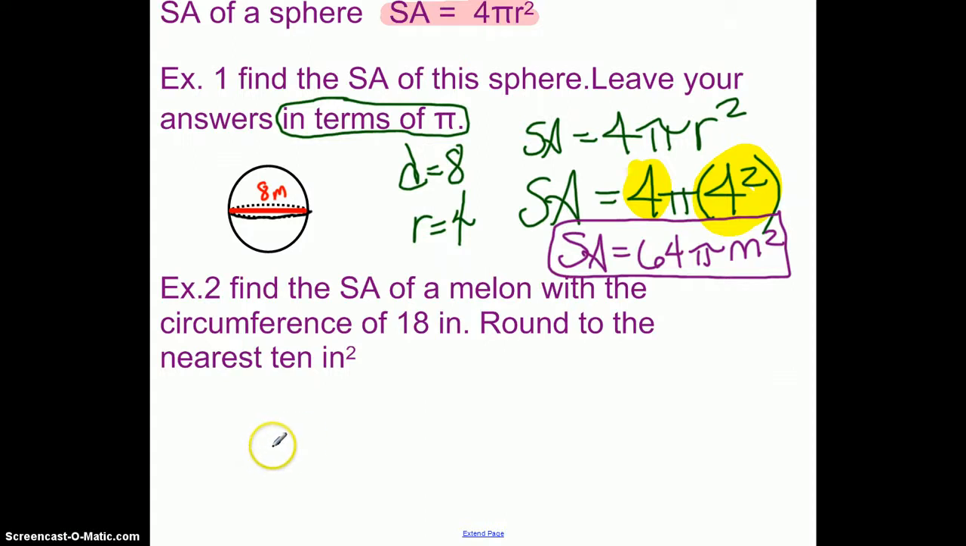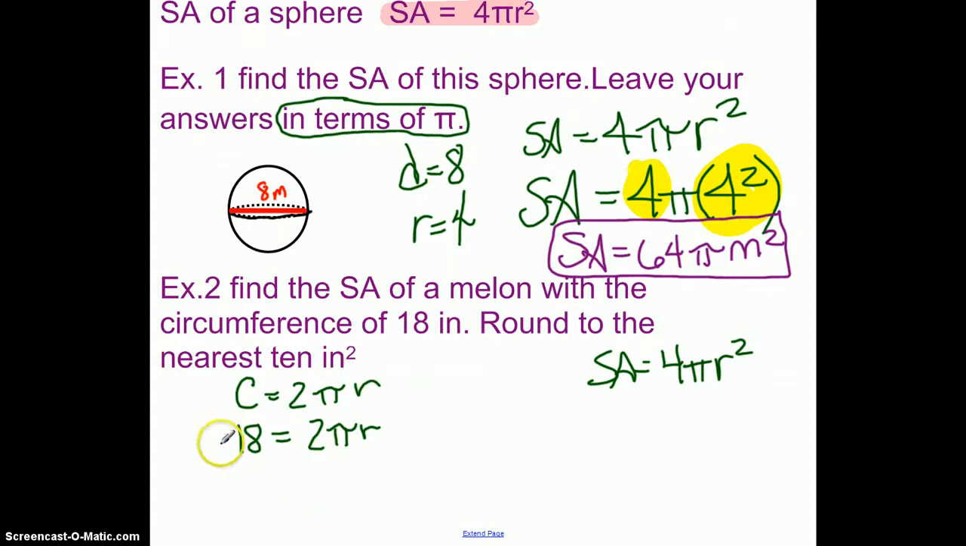Okay, now the next one. Find the surface area of a melon with the circumference of 18 inches. Round to the nearest 10 inches squared. So first of all, if I'm talking about circumference, the formula that I've always dealt with for circumference usually looks like this. Now they tell us in this one that our circumference is 18, and I have no idea what the radius is. If I were to solve this for r, I could find the radius, and then I could use that information to plug into the formula that we just did with surface area. So to get radius by itself, I would divide both sides by 2 pi.